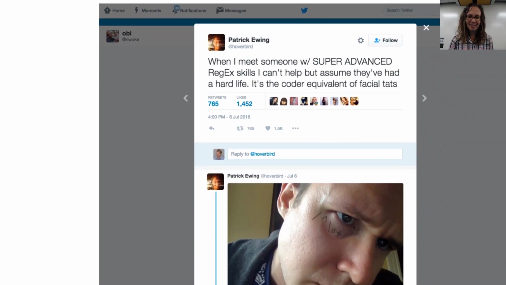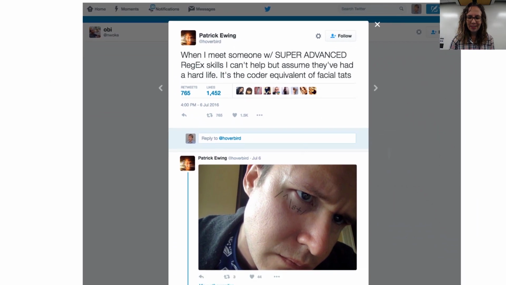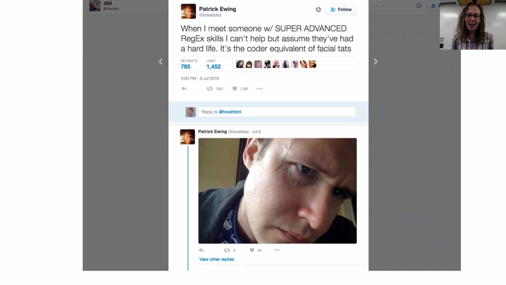And this is a tweet that Brian Spearing had found saying, when I meet someone with super advanced regex skills, I can't help but assume they've had a hard life. It's the coder equivalent of facial tats. I thought that was funny. And then this person has hopefully drawn some regex tattoos on their face.